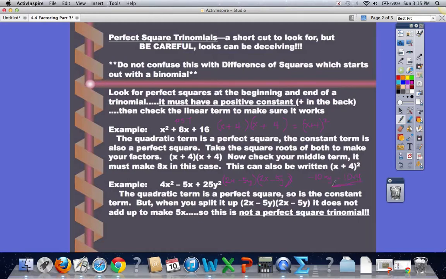They do not make this middle term. So this is not a perfect square trinomial. Okay, this did not work. Even though it looked like it was going to, it did not make that middle term. So that's what I mean when you have to check to see if it works, because when you split this one up, it did not make this one. So this one is not a perfect square trinomial. Okay, so this does not work. All right, so check those. It's a trick you can look for, but if you don't catch those, that's okay. We can still do it other ways.